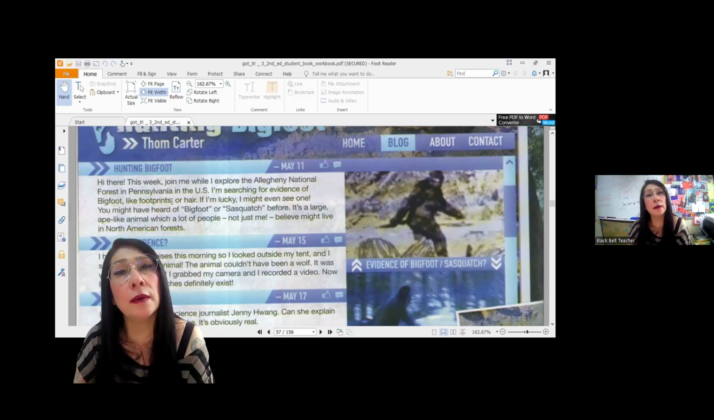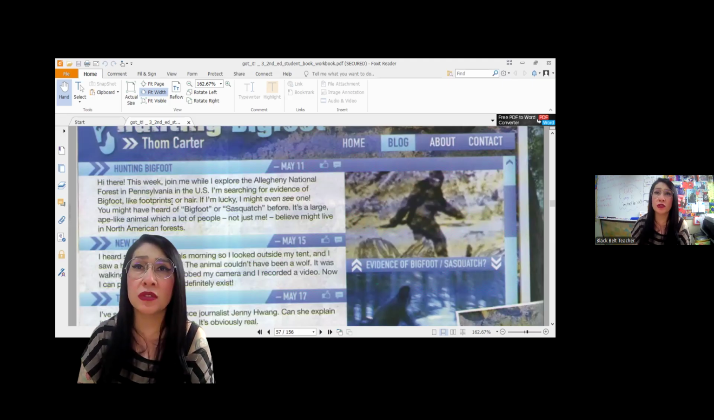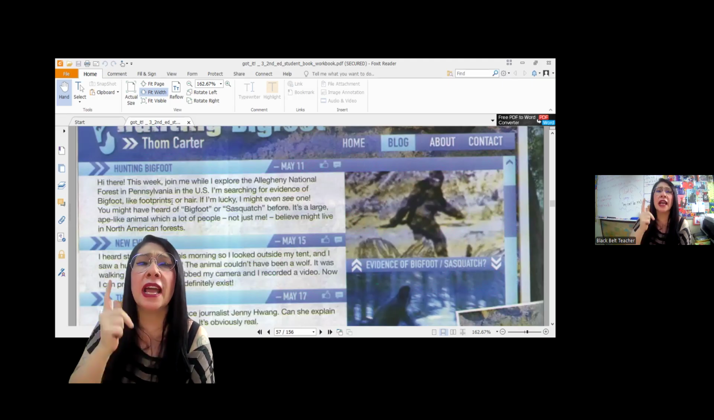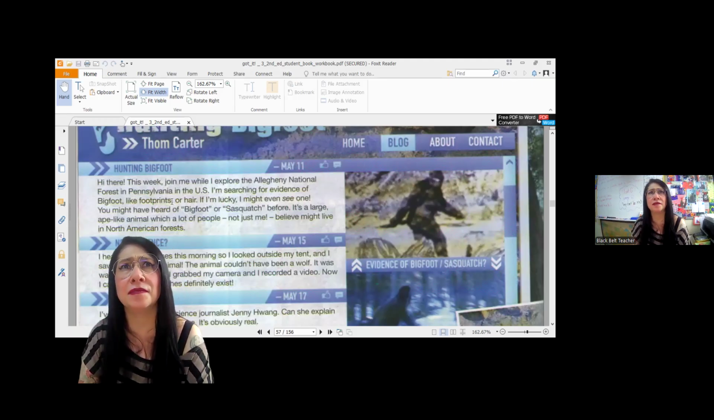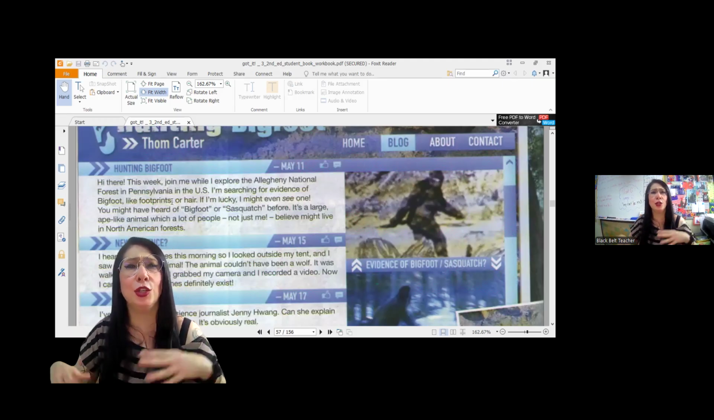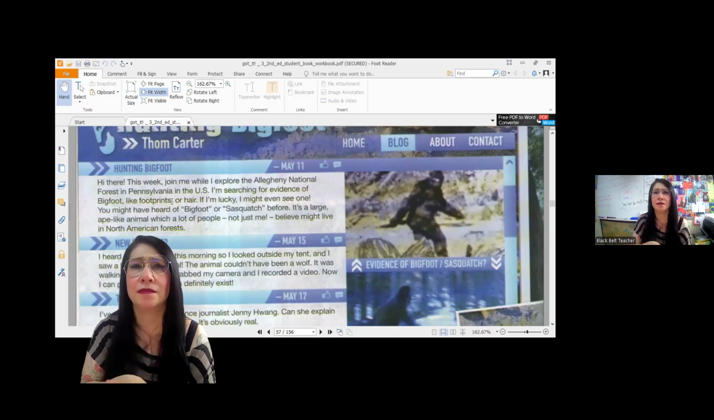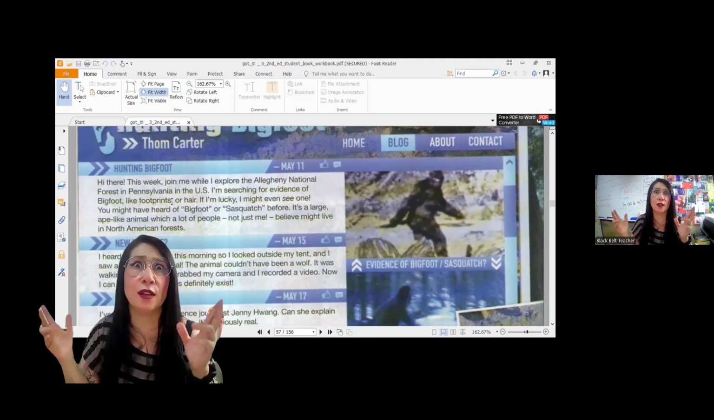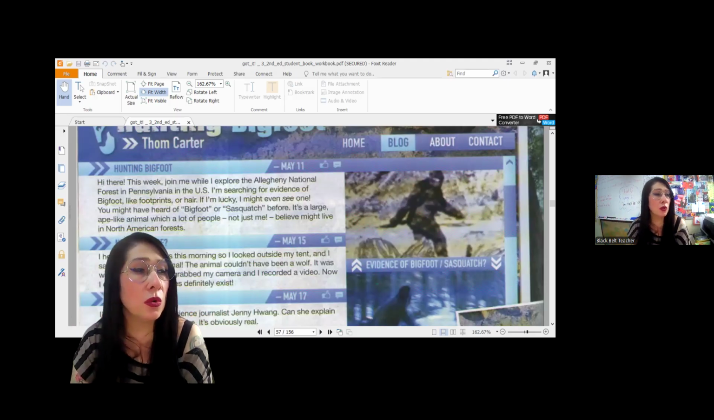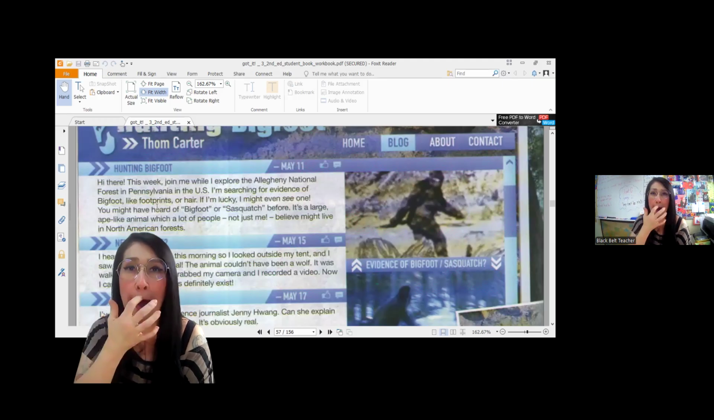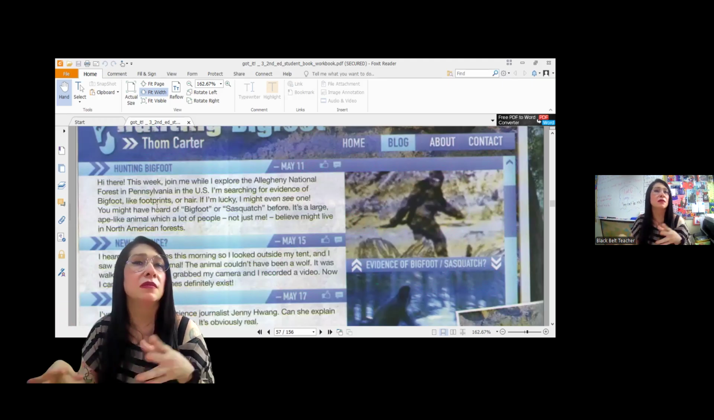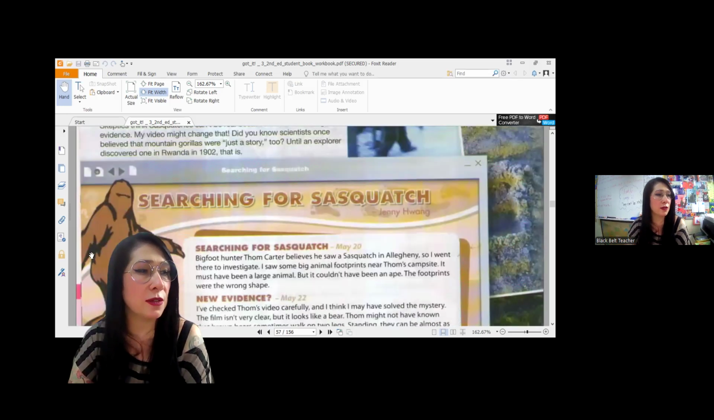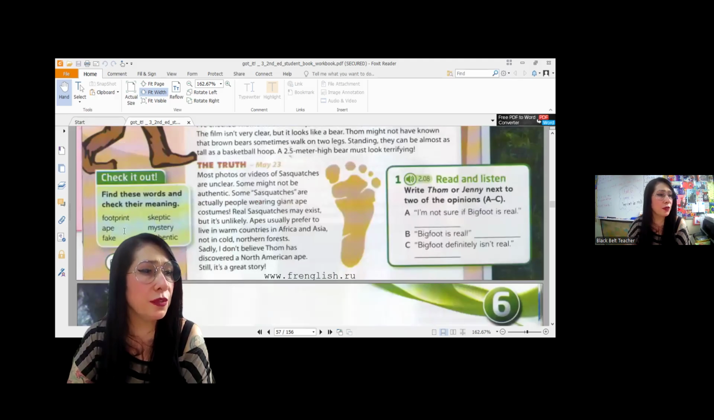So Bigfoot can also be called Sasquatch. So you have Sasquatch, Bigfoot, and Bigfoot might be a relative of the snowman, the huge snowman. That is another fantastic creature too. So here they are talking about evidences of this ape-like animal being real or not real. So that's footprint. We also need to find ape.